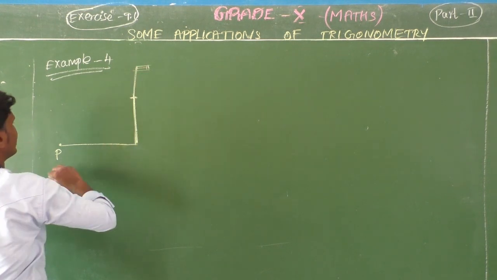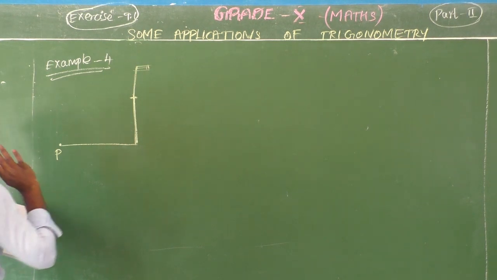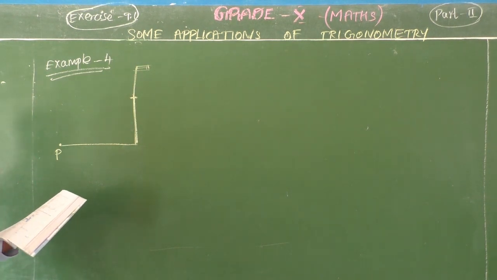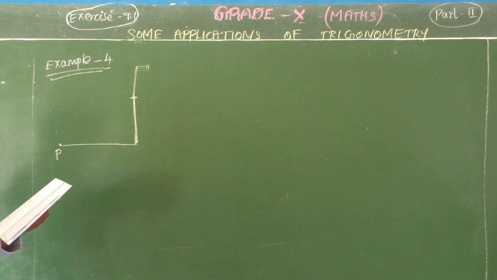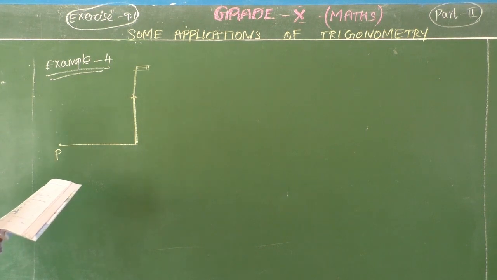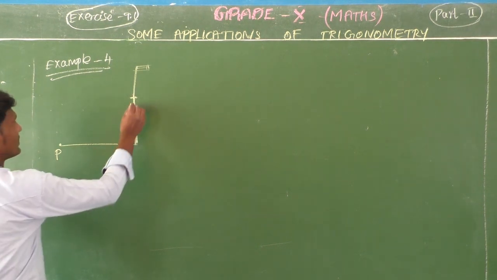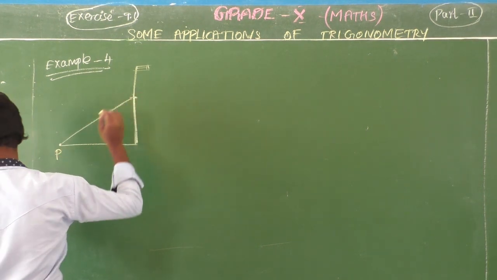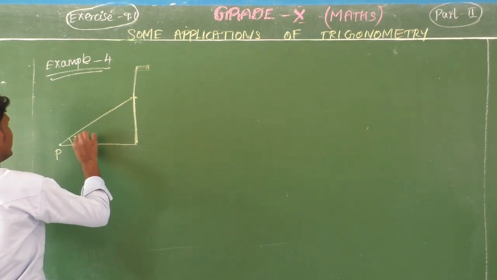Okay, flag is there. So first, from a point P on the ground, the angle of elevation of the top of the 10-meter building is 30 degrees. So first this one I am going to take. This is 30 degrees.